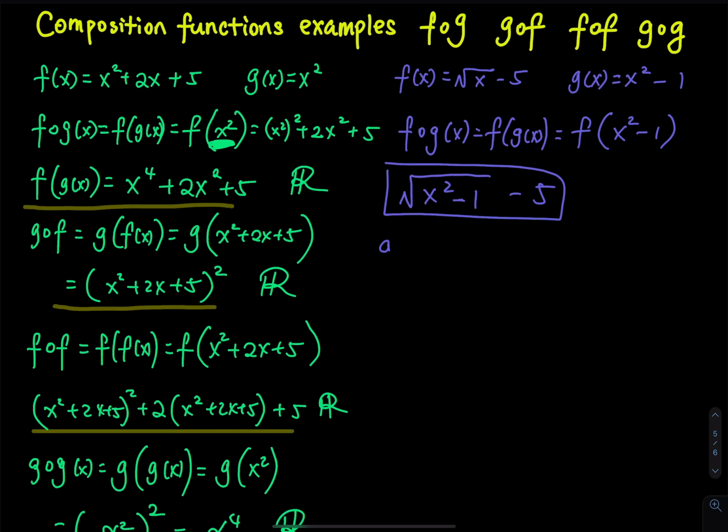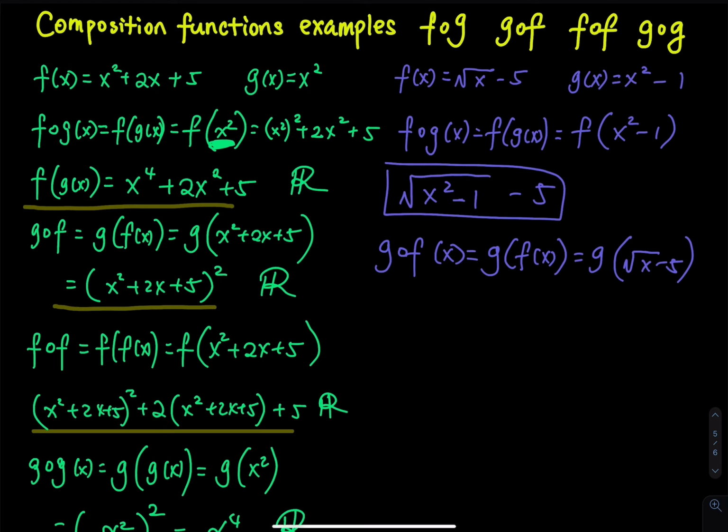And then g of f, so g of f of x. So this is g, function f is the square root of x minus 5. All right, so function g was the independent variable squared minus 1, right? And then you go ahead and put the root x minus 5 in there. So root x minus 5 in there. So that is g of f.